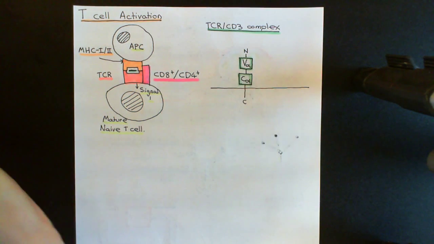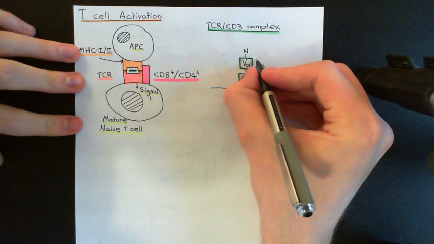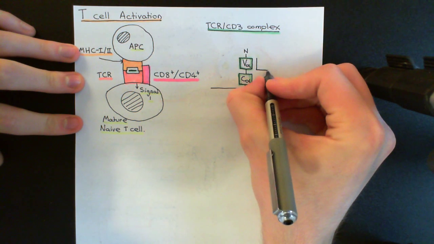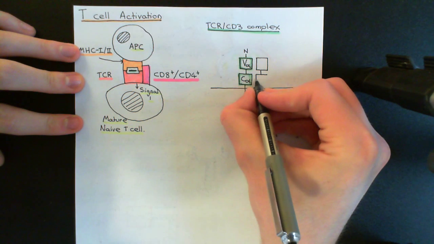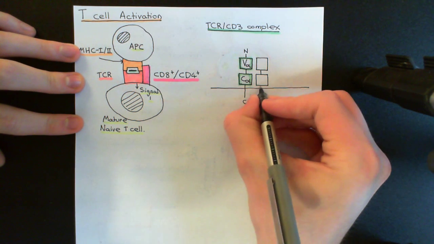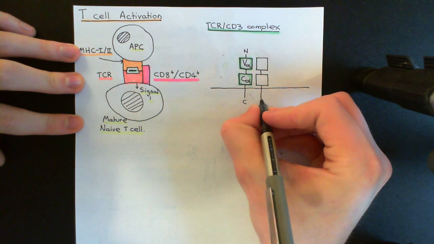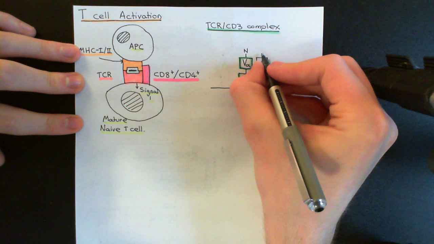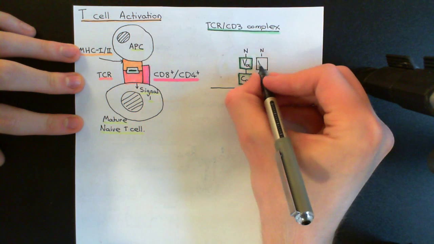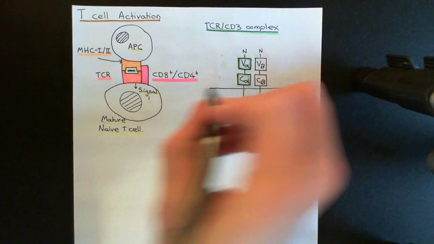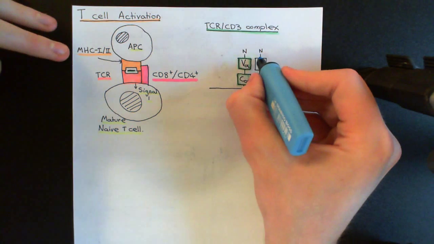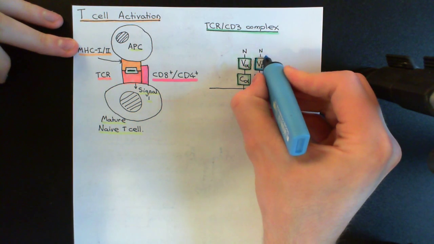Then let's do the beta chain. So the beta chain is very similar. It's also got 2 important domains, a variable domain which will be different between the different T cell clones, and a constant domain here, and then it's got its membrane spanning alpha helix and its C-terminus on the intracellular side of the membrane. So this is the variable beta domain, and this is the constant beta domain. And I'll just colour this in here in blue.